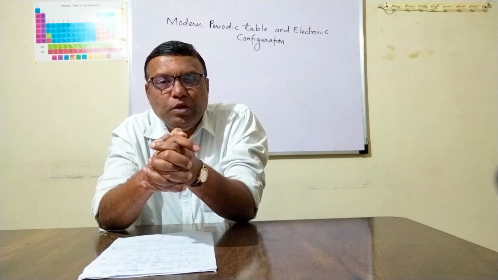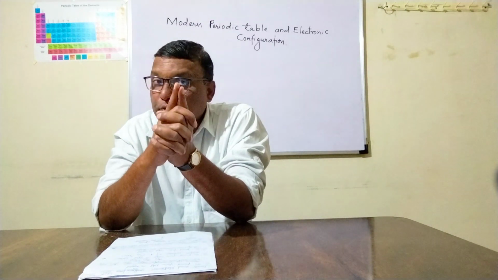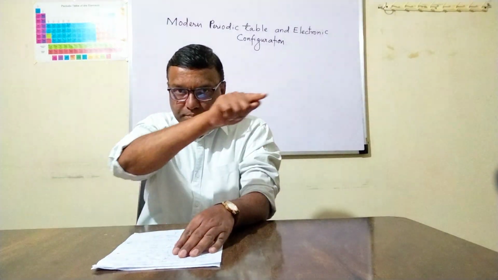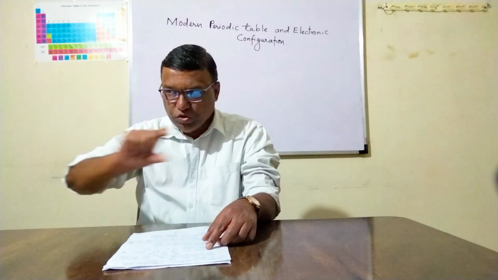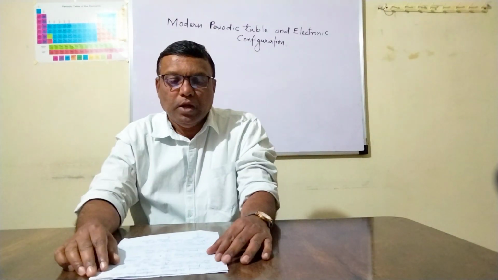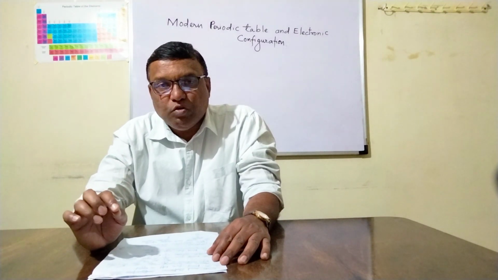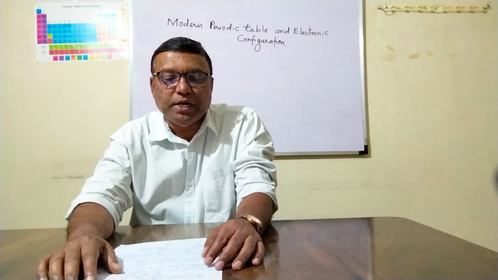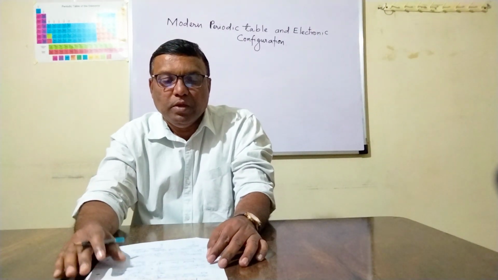So let me remind you what is meant by period. If you remember, the horizontal rows present in the modern periodic table are called periods. Then, periods and electronic configuration, that is point number 1.